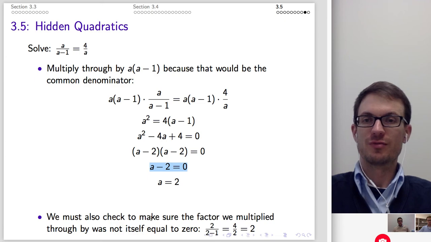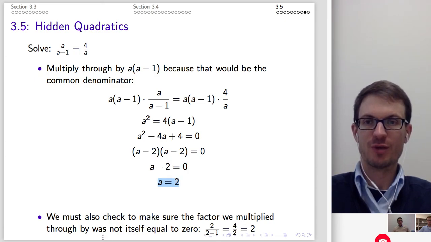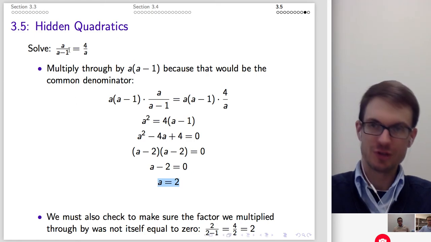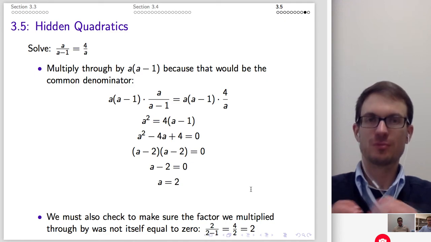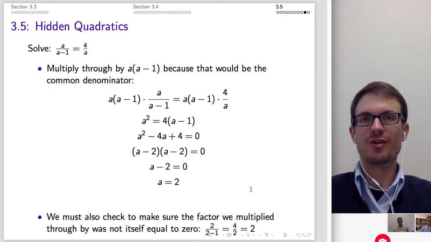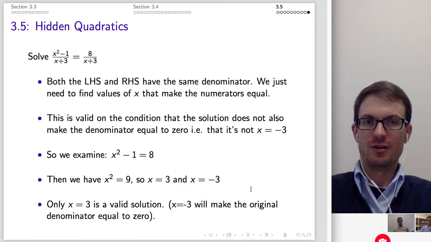All right, and then let's just check to make sure that here's our solution. Let's just check to make sure the factor we multiplied through is not itself equal to 0. So let's plug in 2 here. Sure enough, it checks out. That's just checking. Remember, we need the denominator not to be equal to 0 at any point, otherwise the fraction's undefined.